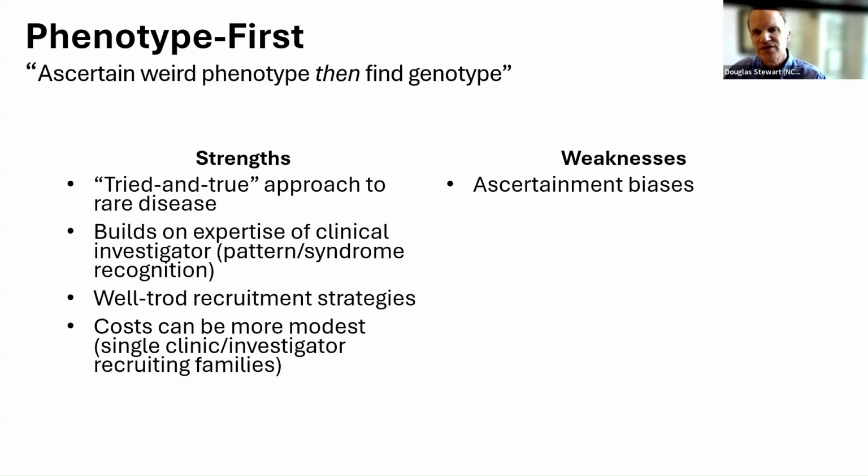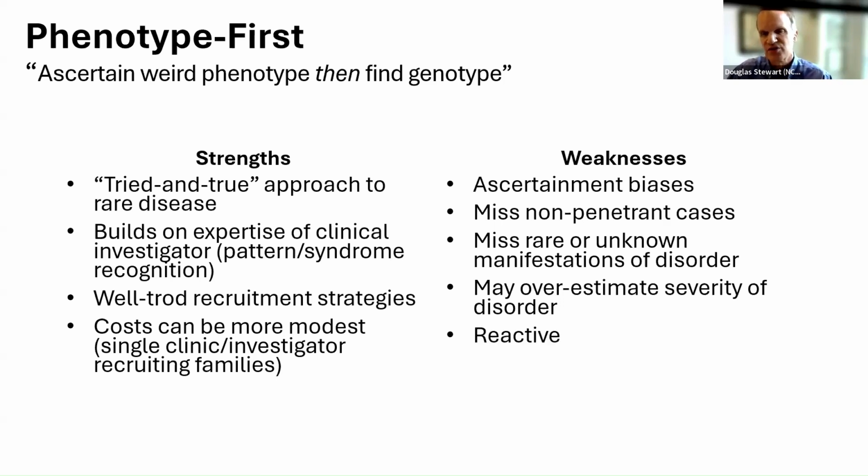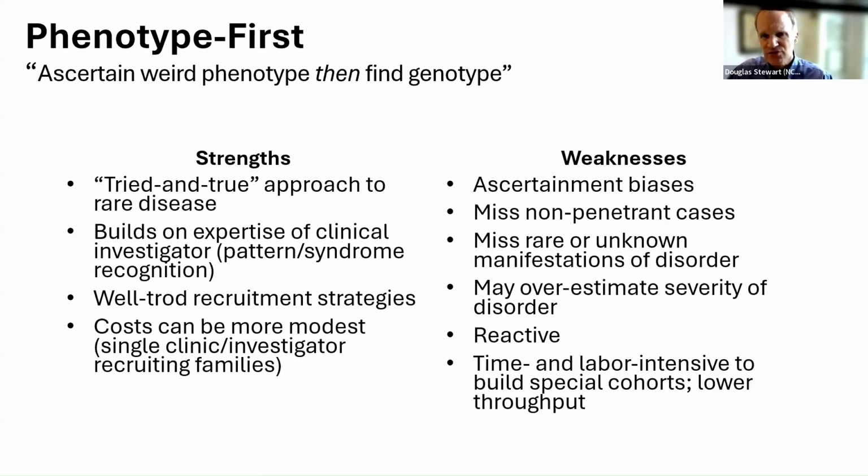Now, like everything, there are some weaknesses. There are ascertainment biases here. You only see people who have developed the phenotype of interest. Why else would they come to clinic? We also will very likely miss non-penetrant cases because, again, why would they come to clinic if they don't have a personal history of a particular disease? And you may miss rare or unknown manifestations of a disorder, and you may overestimate the severity of the disorder because the only people coming to clinic are those who have consequences. And this is more of a reactive posture, meaning you're responding to the variant after the development of the phenotype. And of course, it takes a long time to develop these cohorts.